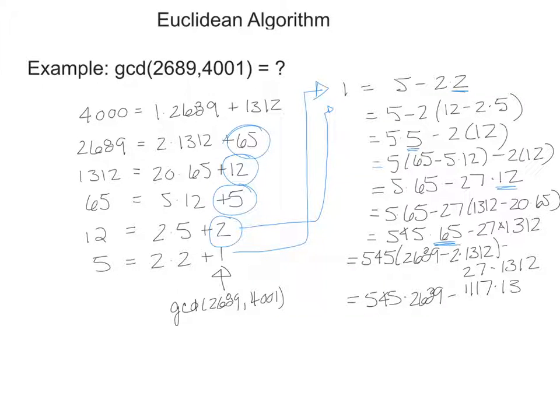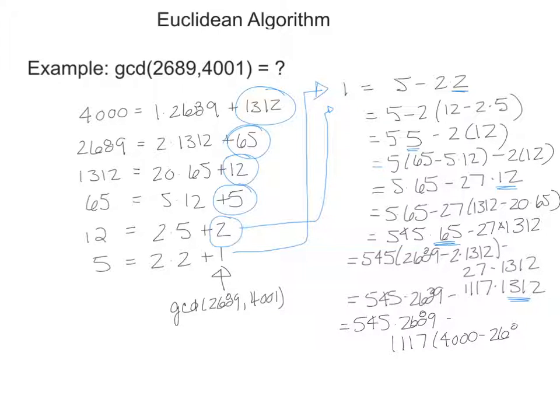1117 times 1312. And last, I am going to substitute 1312, which I see right over here, for this. So I am going to get 545 times 2689 minus 1117 times 4,000 minus 2689, which will give me 1,662 times 2689. I should erase that.